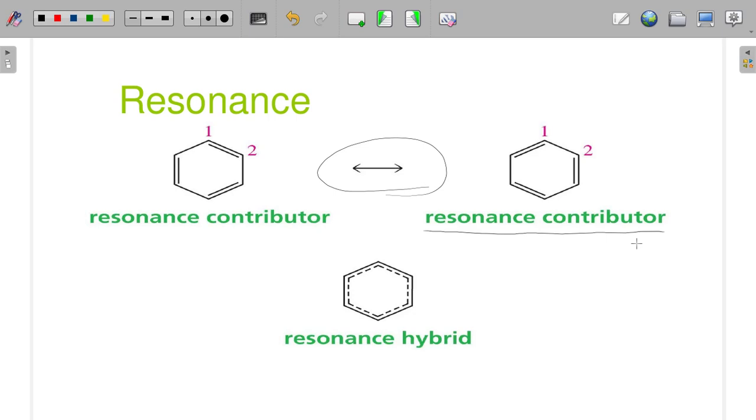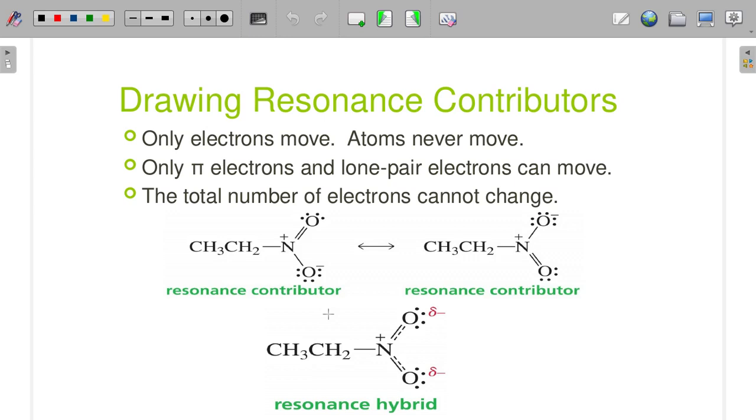It never stays there. Now, even though I said it doesn't represent a real structure, we will see that oftentimes in our mechanisms, we mostly draw the resonance contributors. We hardly ever draw the hybrid structures with the dashed lines. All right, so drawing our resonance contributors, we're always going to draw it in one particular location.